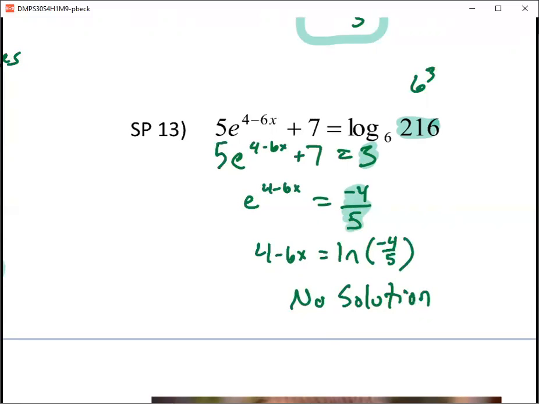And so when we take the natural log of both sides, which is what I'm showing here, we get this as the natural log of negative 4/5. We are not able to take the natural log of a negative number. Therefore, these two will never actually be equal to each other.